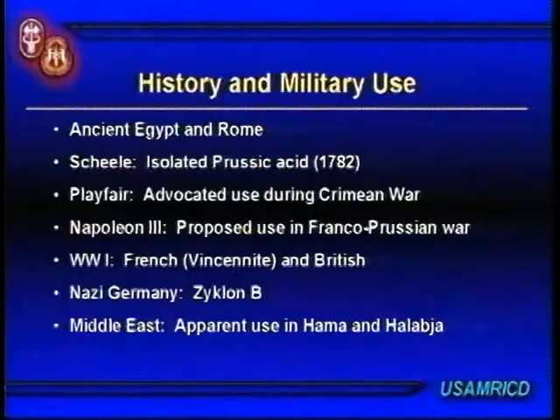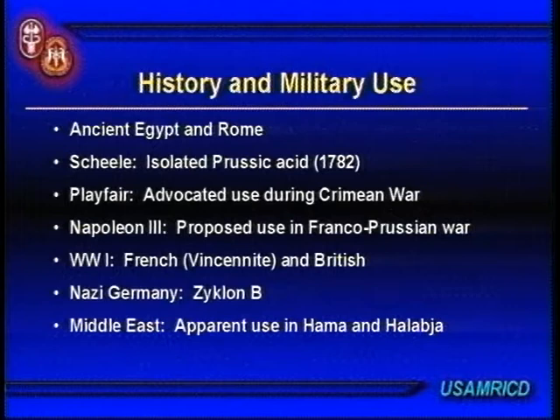And of course, during World War II, we don't have documented evidence of its use on the battlefield, although there are certain reports that the Japanese may have used this. We're not really sure about that, but of course everybody knows that in World War II, the Germans in gas chambers used Zyklon B, which was hydrogen cyanide adsorbed onto a physical medium.